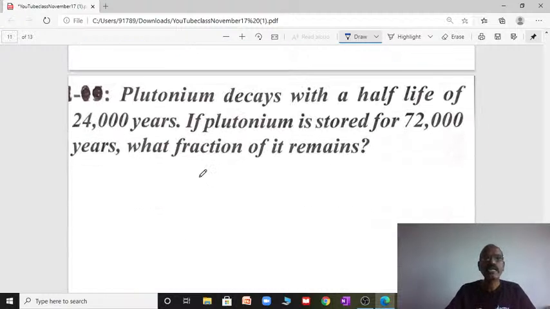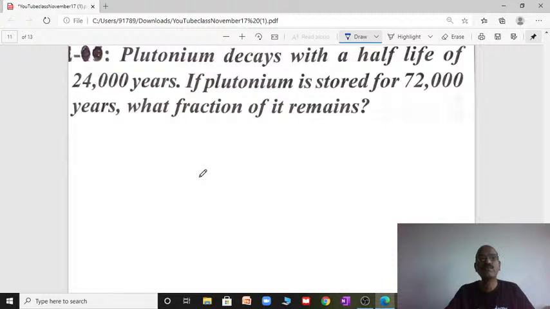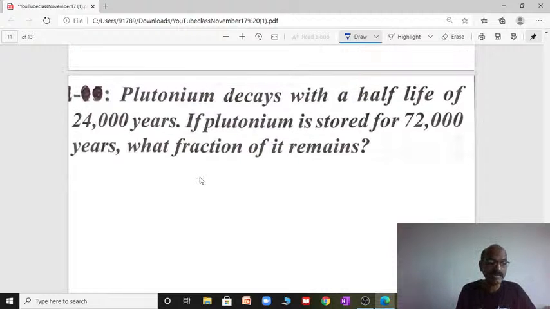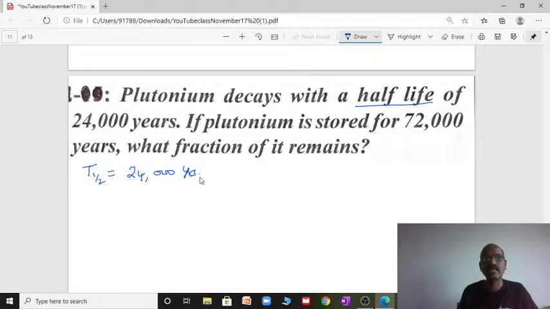Plutonium decays with a half-life of 24,000 years. The half-life of plutonium is given clearly as 24,000 years. Next, if the plutonium is stored for 72,000 years, that means the time period is given. What fraction of it remains? How much fraction will remain?